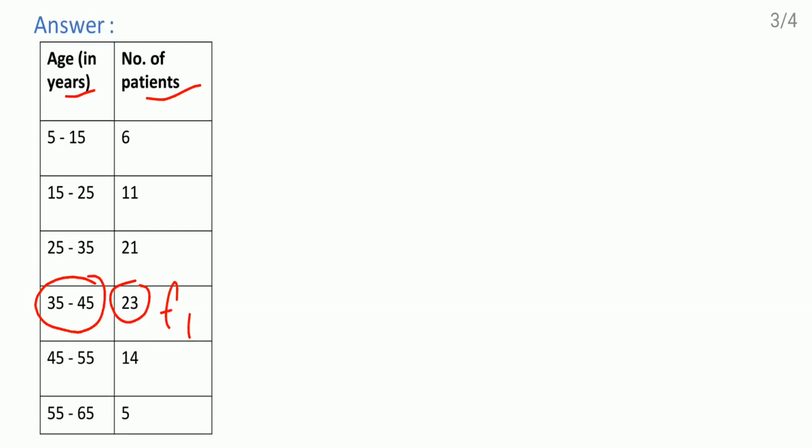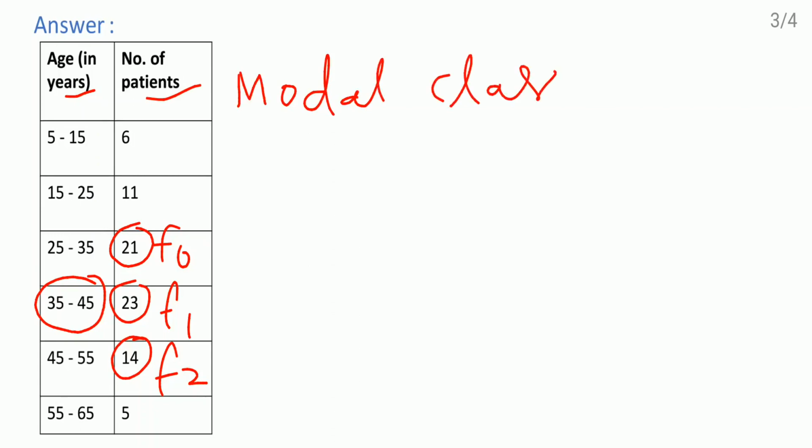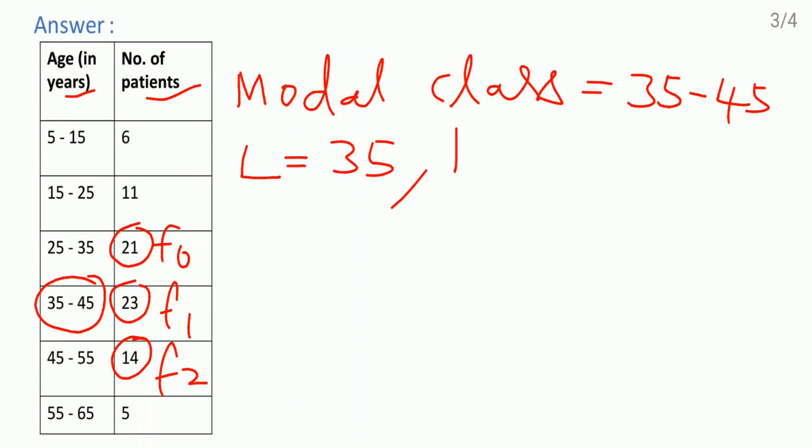Now the frequency of the previous class is this one. This is F0. This one is F2, frequency of the succeeding class. So modal class is 35 to 45. The lower limit L is 35, and H, the class width, is 45 minus 35, which is 10. Now we'll use the formula.